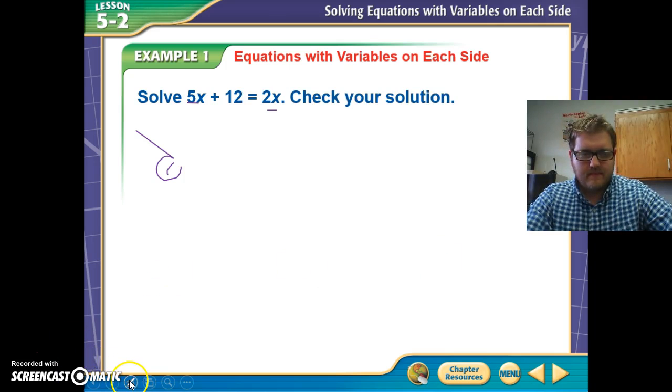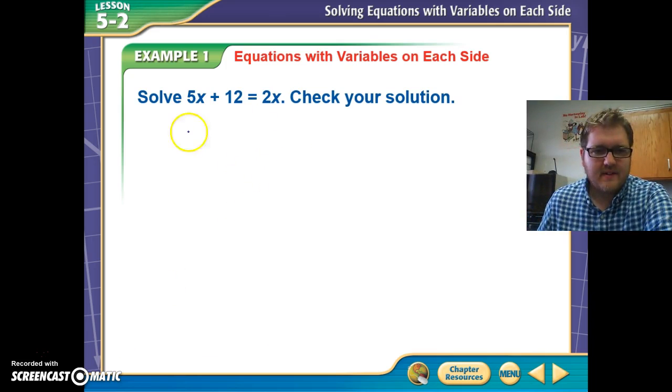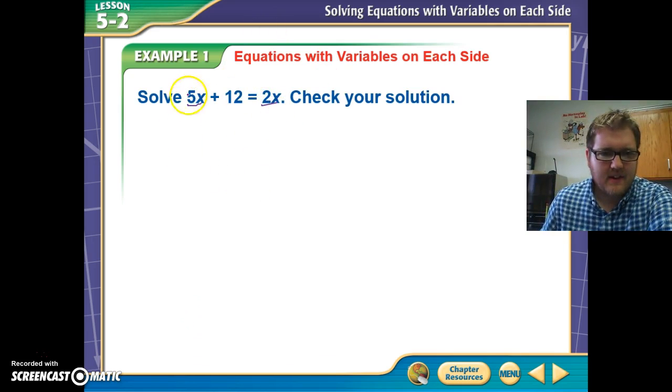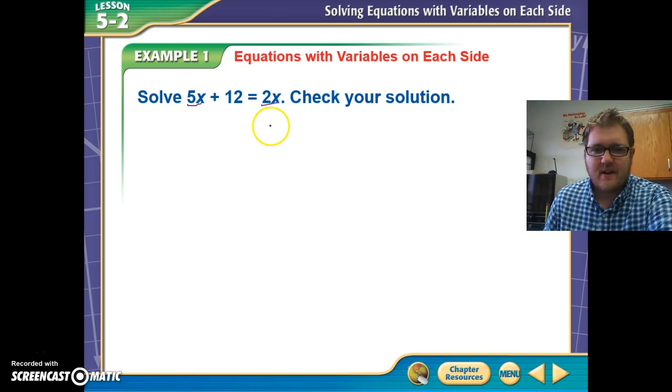So on this one, we have the example: solve 5x plus 12 equals 2x. Notice, obviously, we have an x on either side of the equation. We still want to isolate that x, but we're going to get all the like terms with x on one side, and all the terms without x on the other side. So let's get all the x's on the left. Let's subtract 2x from both sides.